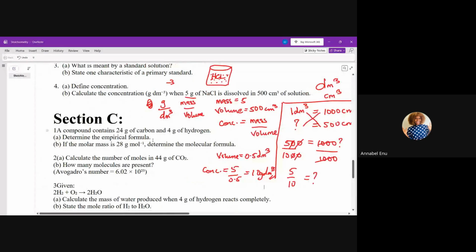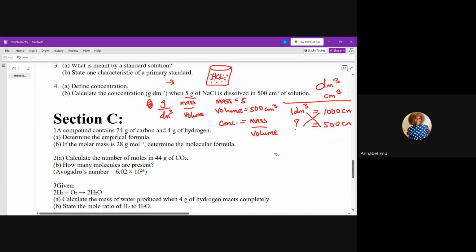All right, now the next section. A compound contains this much carbon and this much hydrogen. Determine the empirical formula. We should have done this before. That's molecular formula. Okay, but let's do it. There are some steps to finding the empirical formula.